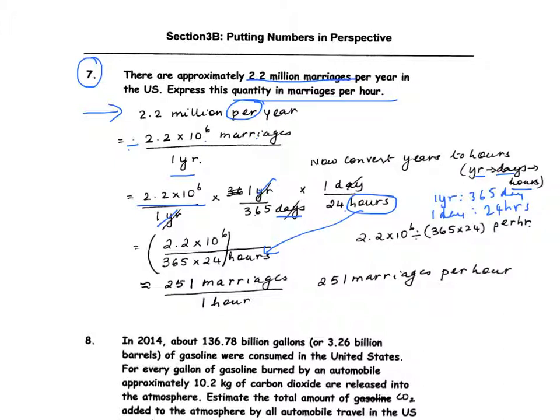Simplifying all the numbers, entering it into your calculator, you get 251 marriages per 1 hour. So this is a little easier to grasp. In 1 hour, there are 251 marriages happening. It makes a little more sense than 2.2 million marriages per year. That is a little harder to imagine. So this is basically what we're doing. We're putting numbers in perspective, putting it in a way that makes a little more sense to us.